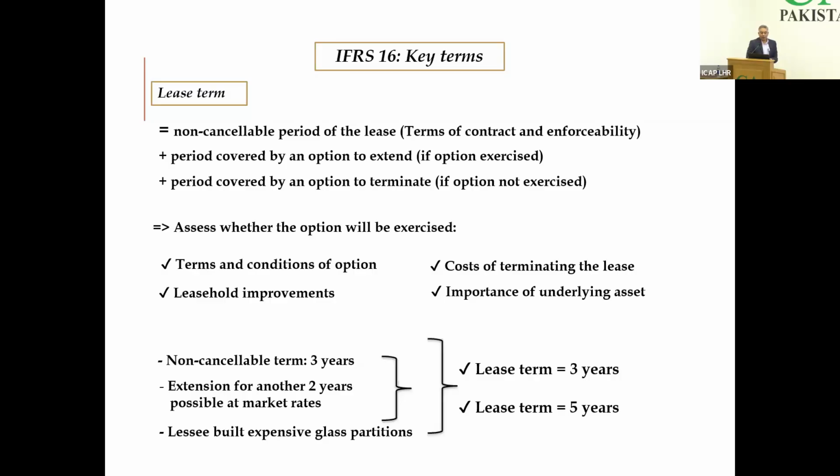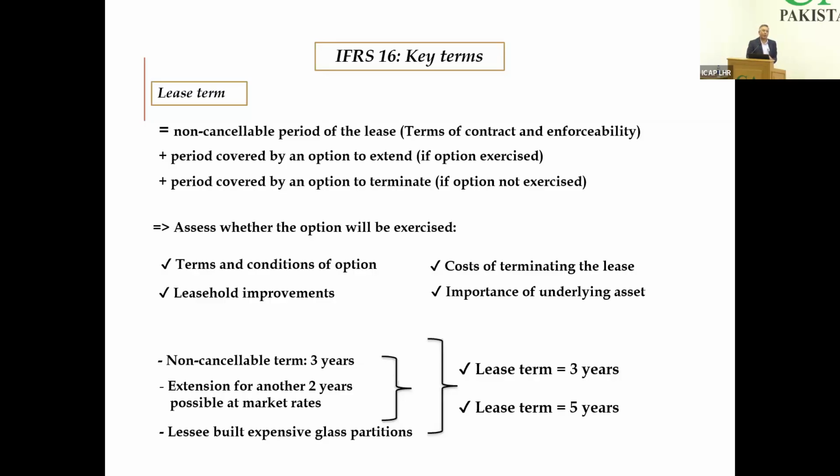Then there is a third part, the period covered by an option to terminate. Sometimes there is an enforceable period, but the lessee can terminate before the end of that period. So if the lessee has the option to terminate in some part of the enforceable time, that will be called the option to terminate the lease contract. And if it is reasonably certain that the lessee will not avail that termination option, that will be part of the lease term.